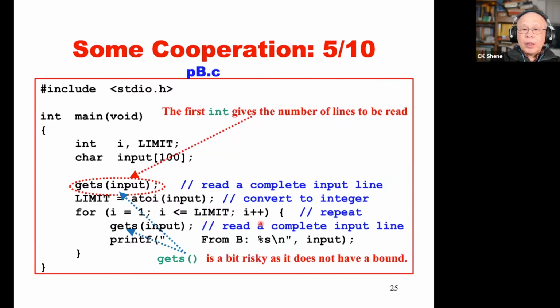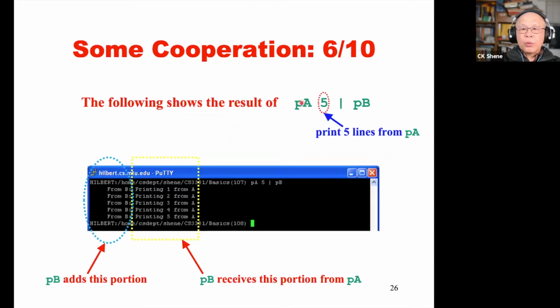Okay, now suppose we compile PA and PB and run it this way. With PA 5, 5 is for PA's argument 1. So PA and PB are run concurrently with a pipe operator. It means the output of PA to stdout would be read in from stdin of PB. Now, if I put 5 here, what is the number of total lines output?